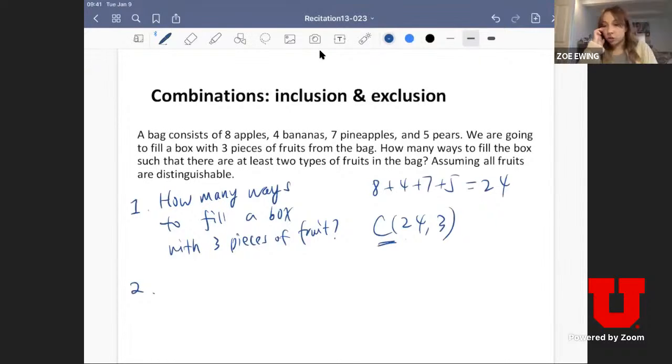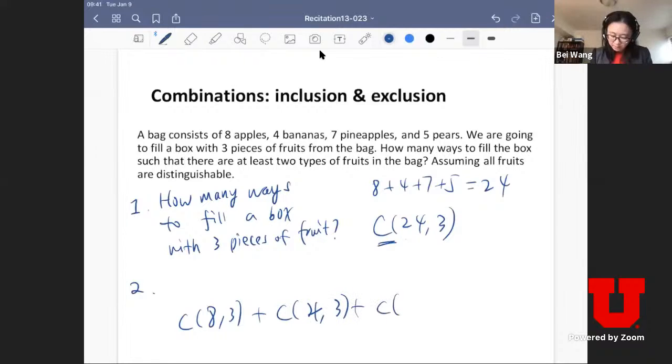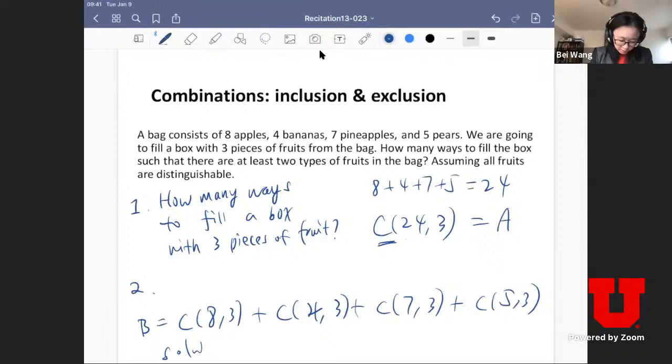And then in the chat, Brendan subtracted from 24 choose 3, subtracted 8 choose 3, 4 choose 3, 7 choose 3, and 5 choose 3. Great. So that's exactly my second step. So let's say this number is equal to A. This second number is B. The solution is A minus B.